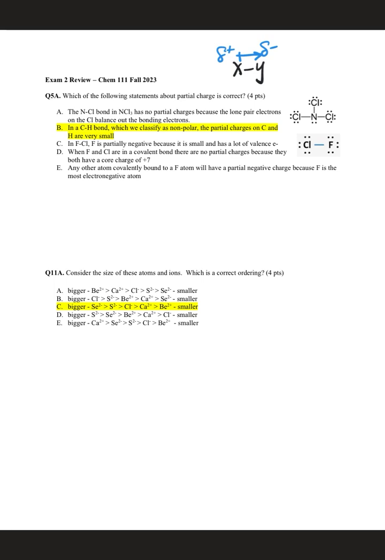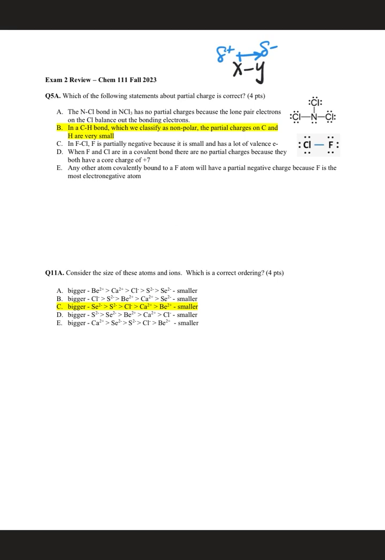So let's look at each choice and determine why it is that B is the correct one. We're going to go through all the wrong choices first and then come back to B. The nitrogen-chlorine bond in NCl3, which is shown here, has no partial charges. First of all, let's just evaluate that part of it. Is it true that the NCl bond has no partial charges?